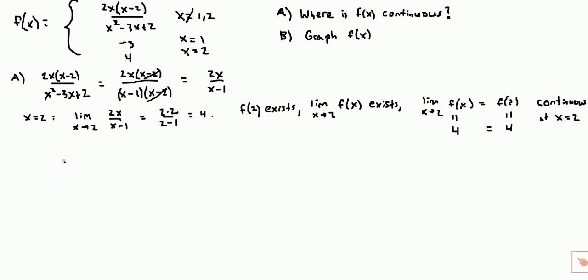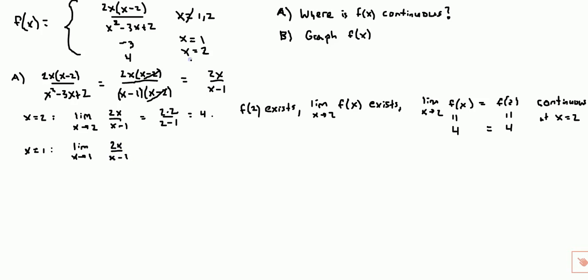All right, let's check x equals 1. So now we have the limit as x approaches 1 of 2x over x minus 1. And this is a problem. If we plug in 1, we have 2 times 1 divided by 0. And there's nothing that we can cancel. There's no x minus 1 up top. This is just bad.